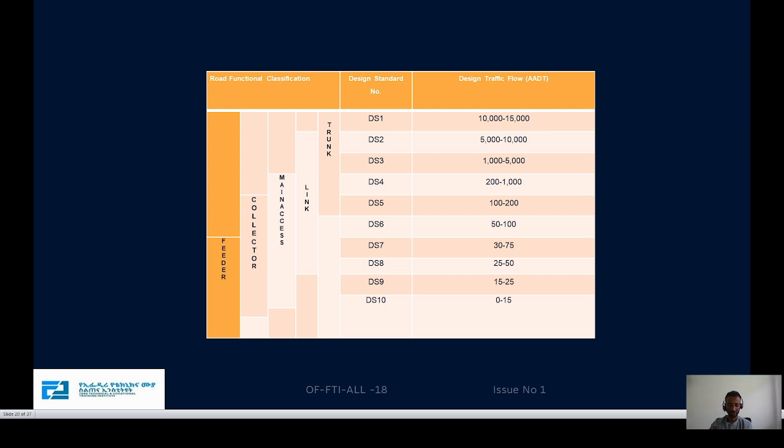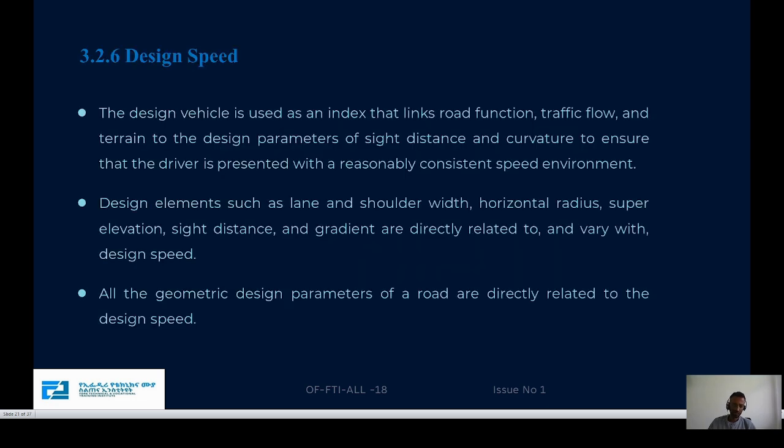So this is very important in considering the functional classification with the design speed. The design speed is very important. The design speed is used as an index that links road function, traffic flow, and terrain to the design parameters of sight distance as well as horizontal alignment, to ensure that the driver is presented with a reasonably constant speed environment.